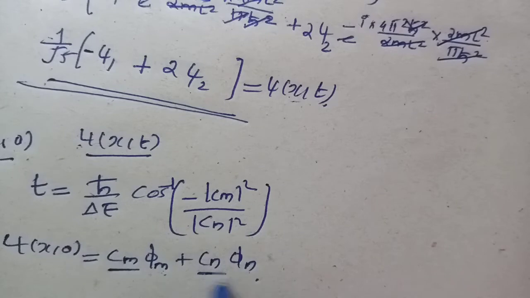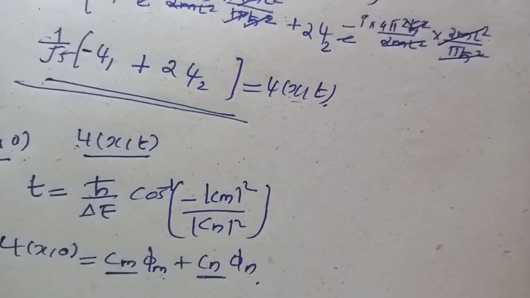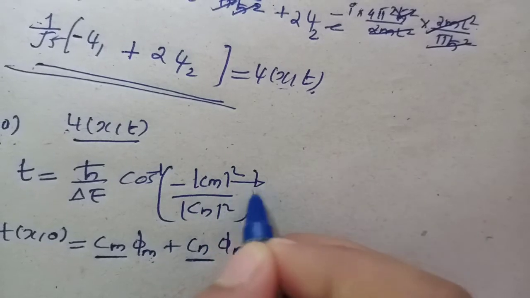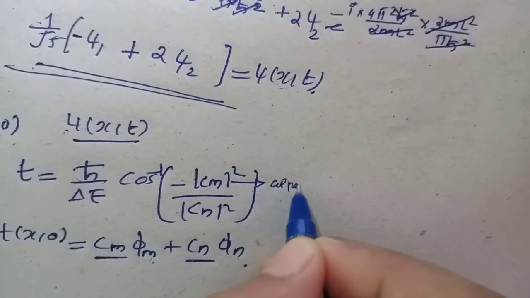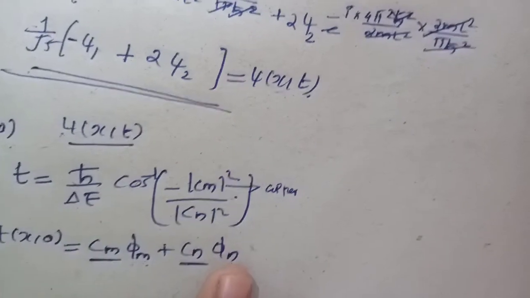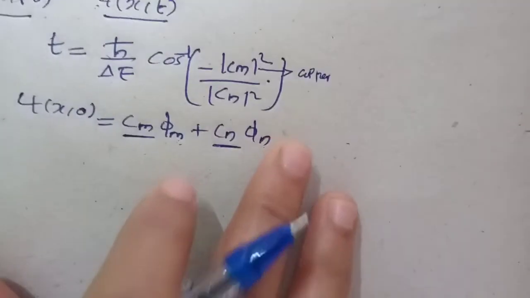Okay. So this is the orthogonal time at which psi of x comma t is orthogonal to psi of x comma 0. Cm and Cn are the coefficients, and the lower value should be in the upper side. In the upper side you have to substitute the lower value. Okay, so this is our question.